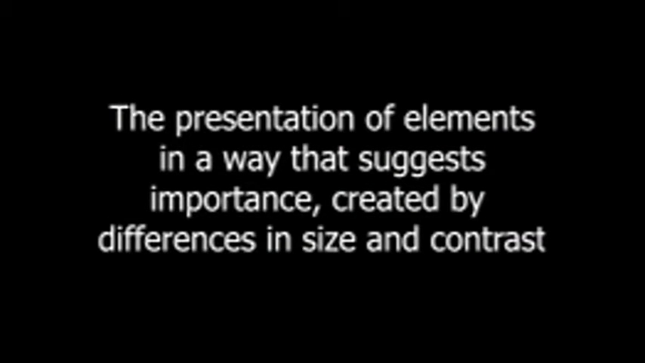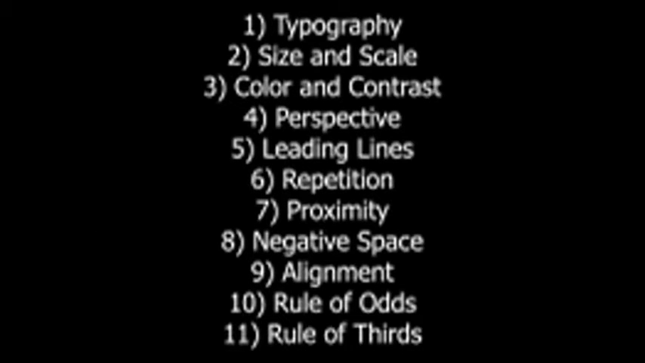First, what is visual hierarchy? Visual hierarchy is the presentation of elements in a way that suggests importance, created by differences in size and contrast. There are 11 rules to visual hierarchy, including typography, size and scale, color and contrast, perspective, leading lines, repetition, proximity, negative space, alignment, rule of odds, and rule of thirds. We'll be going over all of these today in our video.